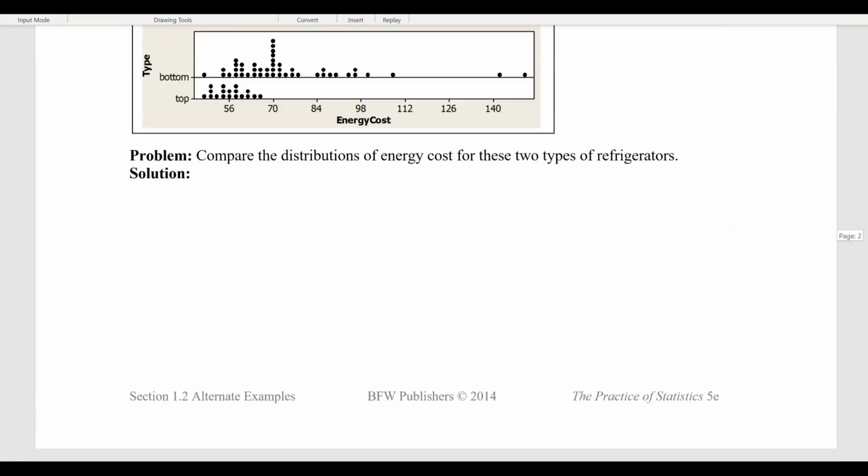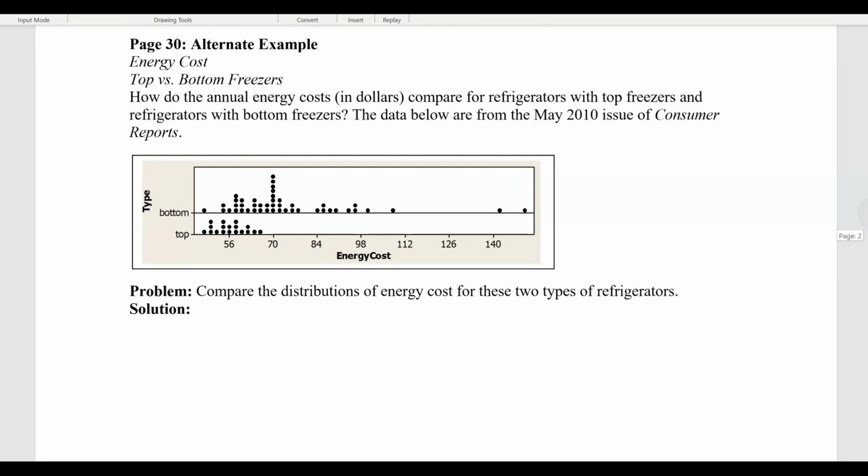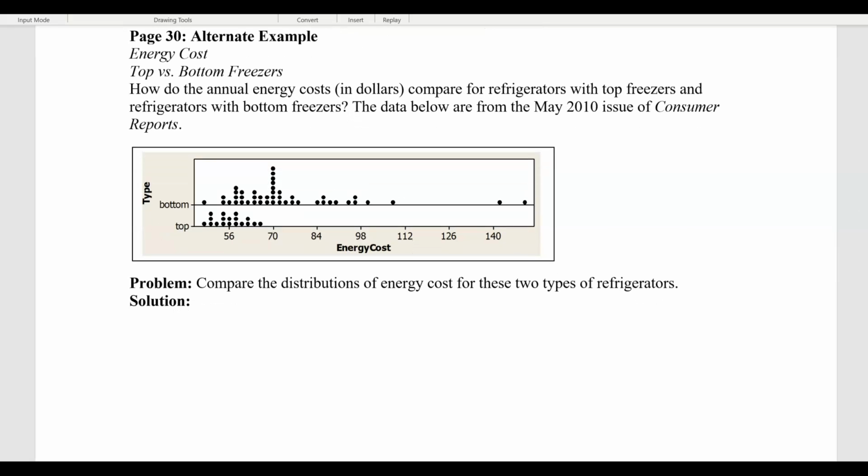Now we're going to compare the amount of energy costs for refrigerators that have freezers in the bottom and freezers in the top, and I want to write a couple of sentences comparing them. So remember, we want to write complete sentences. I would probably write one sentence that compares their centers, one sentence that compares their spreads, and one sentence that compares their shapes. That would be, for me, a good way to chunk this up and think about it. So we always want to think about center, shape, and spread. When they say compare distributions, think to yourself about center, shape, and spread.